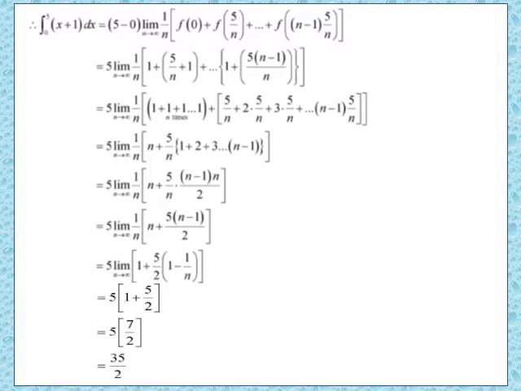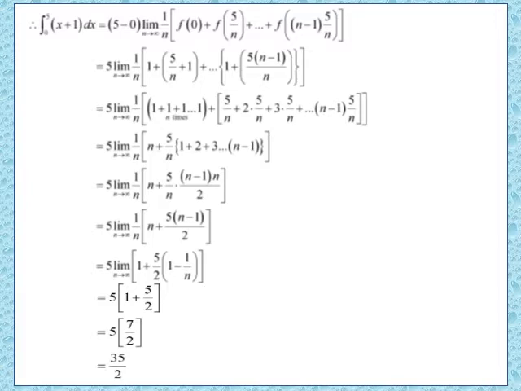So 5 into limit n tends to infinite 1 upon n, f(0) is equal to 1, f(5 by n) equals to 5 by n plus 1 and so on, and the value of last will be 1 plus 5 into n minus 1 upon n. So 5 limit n tends to infinite 1 upon n. So we have 1 n number of times, 1 plus 1 up to n number of times, plus 5 by n, plus 2 5 by n, plus 3 5 by n, plus and so on, n minus 1 5 by n. So taking 5 by n common from that, we will get, now if we have added 1 n number of times, we will get n. So taking 5 by n common, we will get 1 plus 2 plus 3 up to n minus 1.